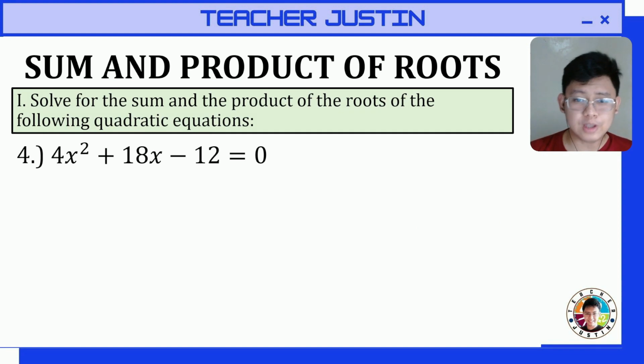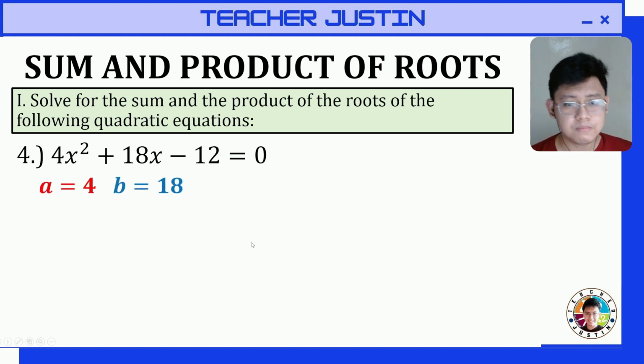Let's solve for the sum and the product of the roots of our quadratic equation 4x squared plus 18x minus 12 is equal to 0. Now, our first step in finding the sum and product of the roots is for us to write our quadratic equation to standard form. Then, since naka-standard form na siya, let's identify the values of A, B, and C. So, yung A natin is 4, yung B natin is 18, yung C natin is negative 12.